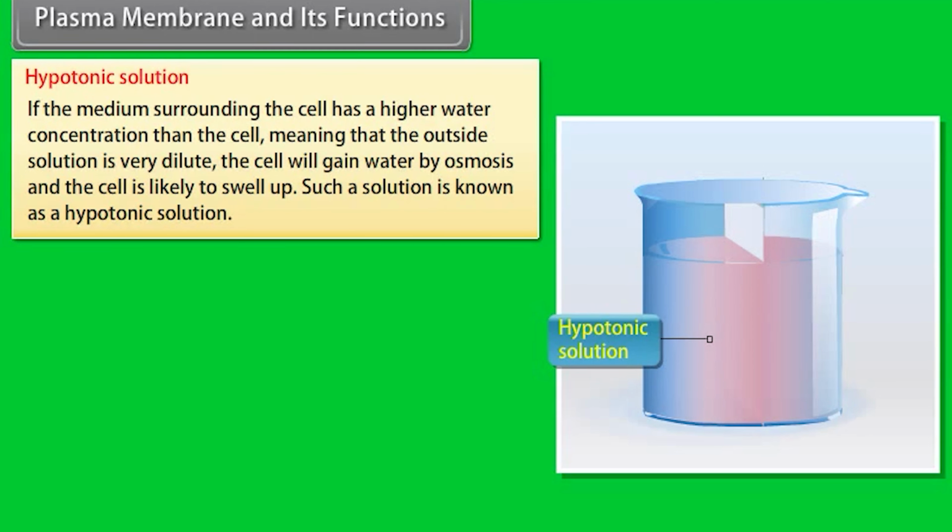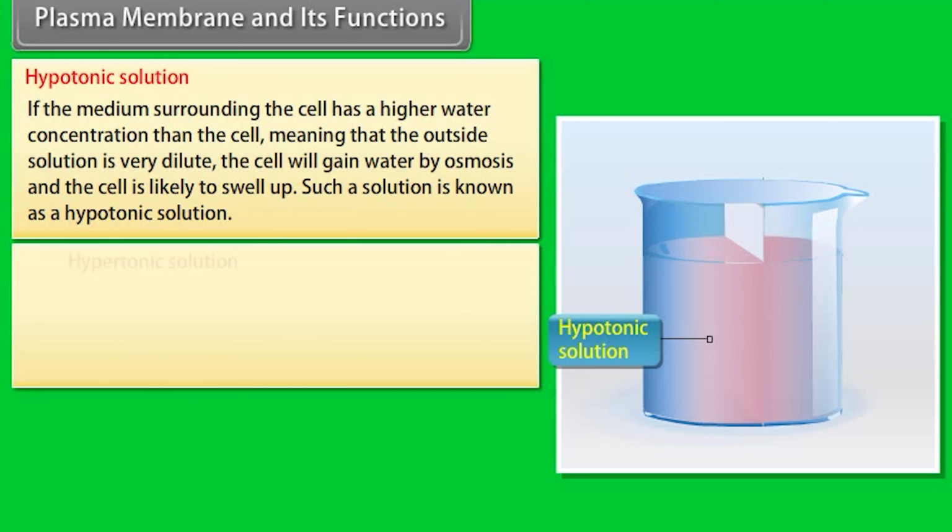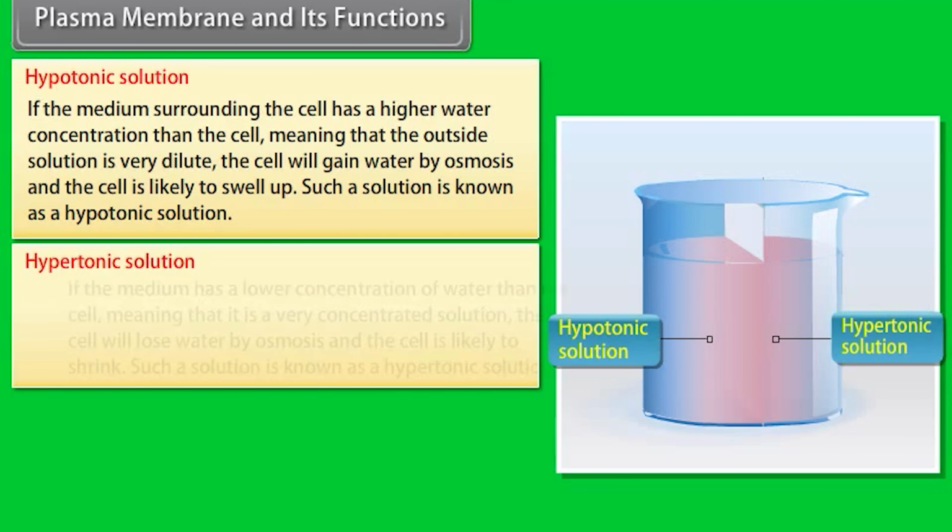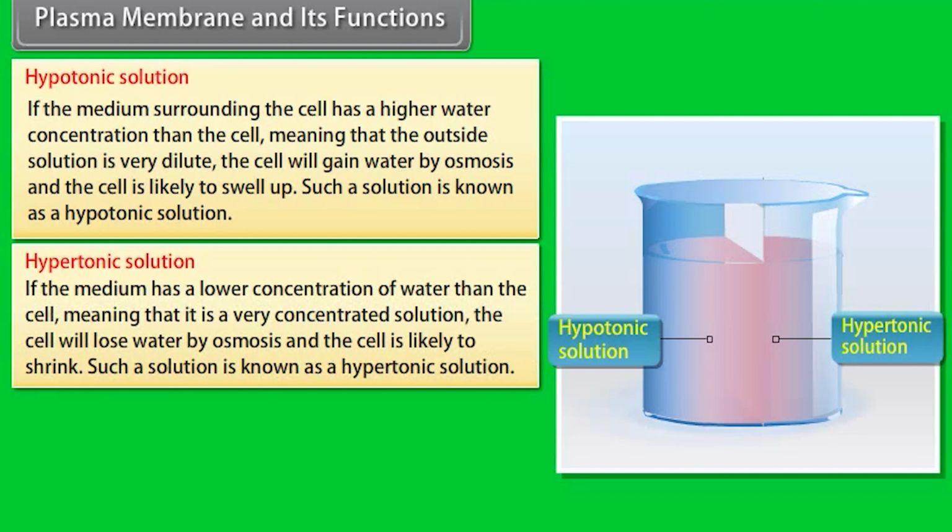Such a solution is known as a hypertonic solution. A hypertonic solution. If the medium has lower concentration of water than the cell, meaning that it is a very concentrated solution, the cell will lose water by osmosis and the cell is likely to shrink. Such a solution is known as a hypertonic solution.